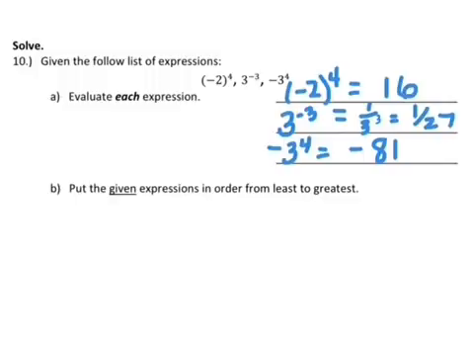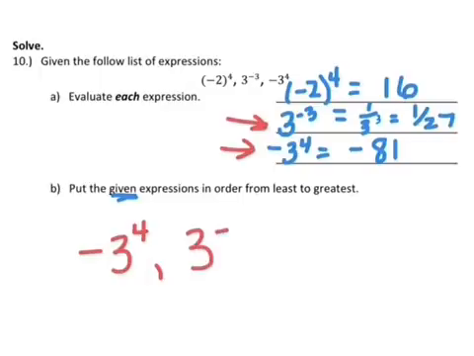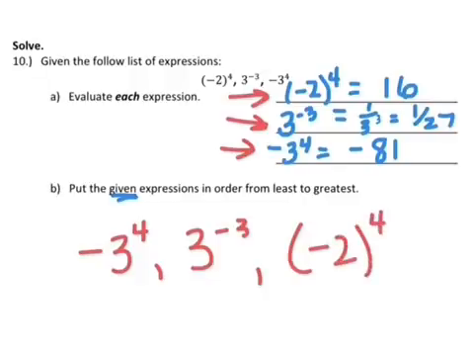Now, put the given expressions in order from least to greatest. So our least one, or smallest one, is here. And then the next smallest would be the fraction. And then the largest or the greatest would be that last one.